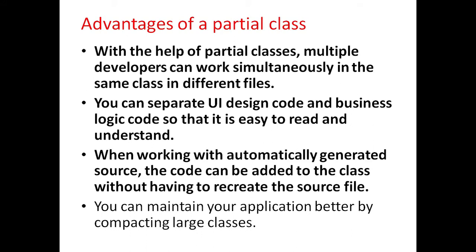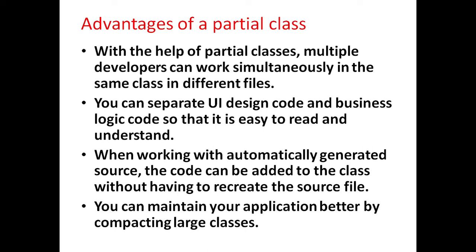When working with automatically generated source, the code can be added to the class without having to recreate the source file. That is, if you are working with LINQ to SQL and create a DBML file, and if you drag and drop the table, it creates a partial class in designer.cs. If you need more columns in this table to bind on a UI grid, but you don't want to add a column in the database table, you can create a new separate file for this class that has a new property for that column. And it will be a partial class that does not affect the mapping between database table and DBML entity, but you can easily get an extra field.